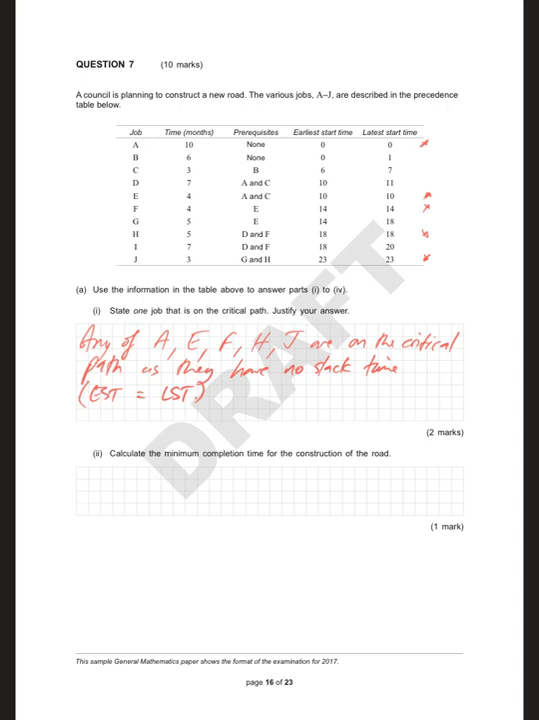So you've identified what's on the critical path. It's A, which is 10, E, which has a duration of 4, F also has a duration of 4, H has a duration of 5, J has a duration of 3. 14, 18, 23, 26, and it's time in months. 10, 4, 4, 5, 3, 26. Done that.